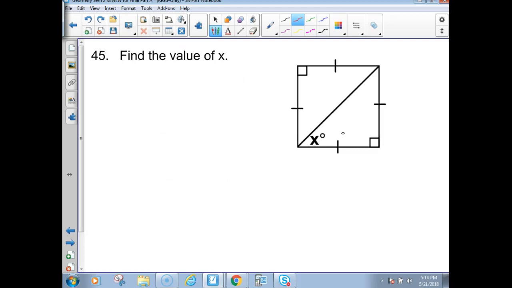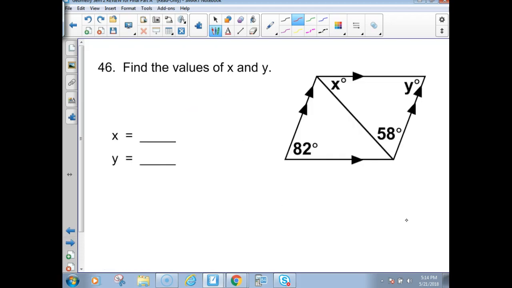45, the value of x: this is a square, therefore the diagonal bisects the angle that is 90, so these are 45 degrees in that corner. And this one, opposite angles are congruent. Y would be 82 degrees. The angles of a triangle add up to 180, so we can do 180 minus 82 minus 58, and that'll give us x. I'm going to add those together, 130, 140. That would give us 40 degrees for angle x.